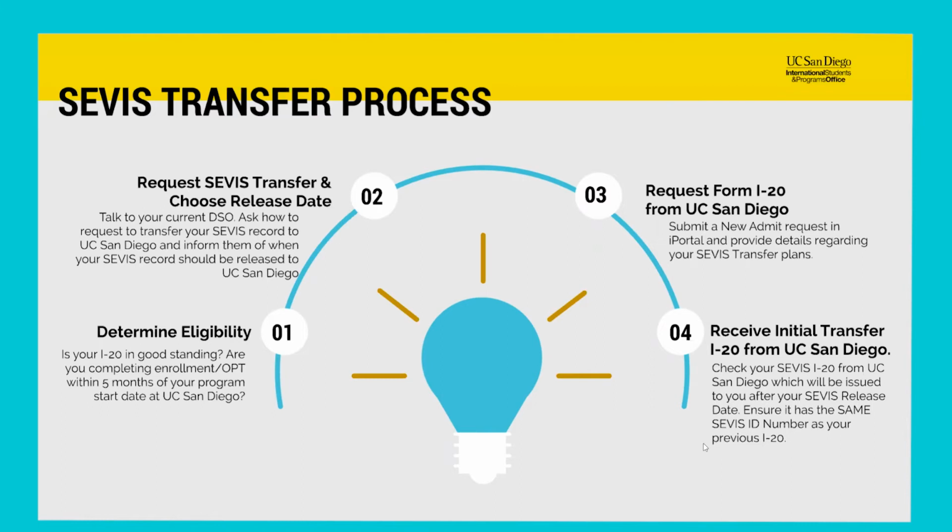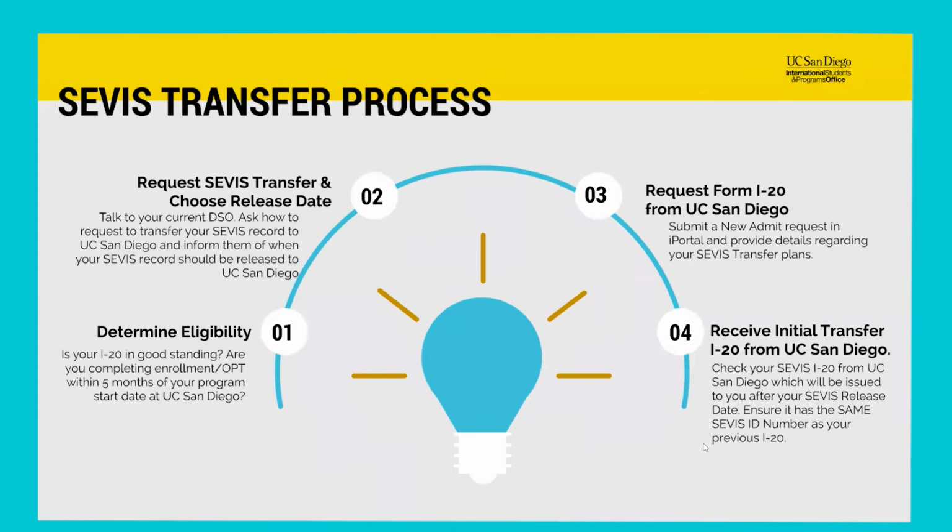The first is to determine eligibility. So is your I-20 in good standing? Are you eligible for a SEVIS transfer based on the 5-month window, right? Are you completing your enrollment or OPT within 5 months of your fall quarter or perhaps summer quarter start date here at UC San Diego?